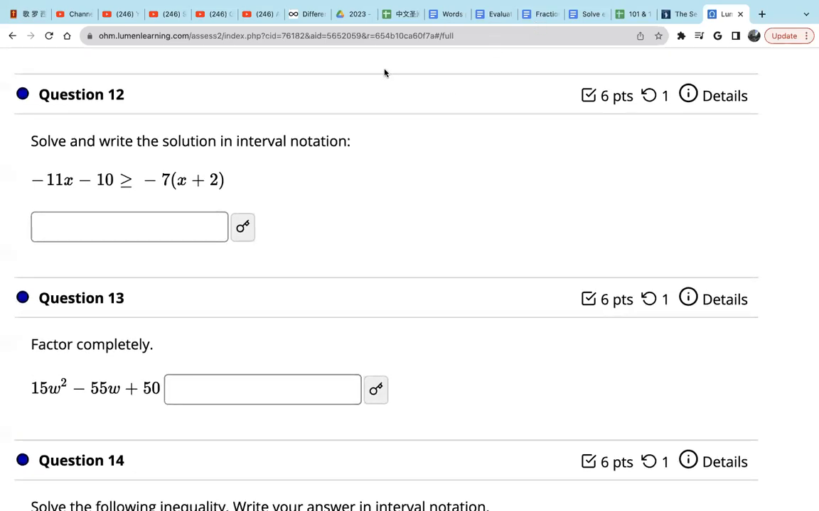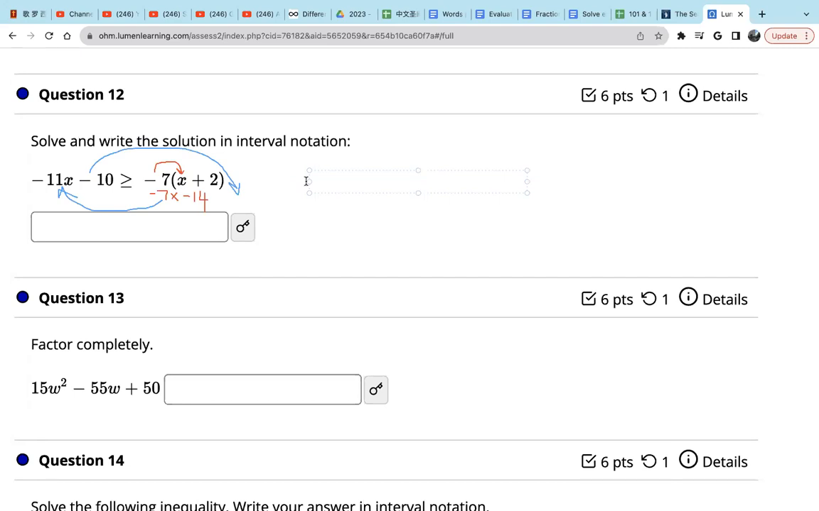Inequality again. We multiply -7 with x, get -7x. Then multiply -7 with 2, get -14. We want to combine like terms, but like terms on both sides, we have to move around. So we move -7x to the other side, it becomes positive. We move -10 to this side, because we want to separate the variables and the numbers.